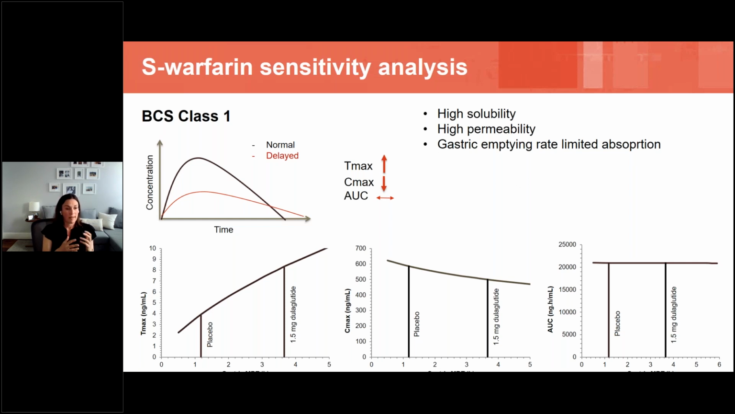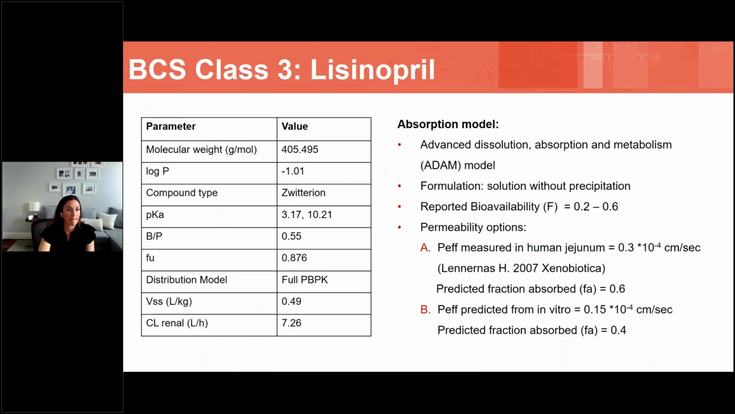The bottom left graph shows the Tmax on the y-axis and the gastric mean residence time on the x-axis, and you can see that the Tmax is sensitive to that change and increases with increasing mean residence time. And the Cmax, on the other hand, as expected, is going to decrease with increases in mean residence time, and the AUC is not predicted to change with changes in mean residence time. Okay, so those were two examples we had for BCS class 1 compounds.